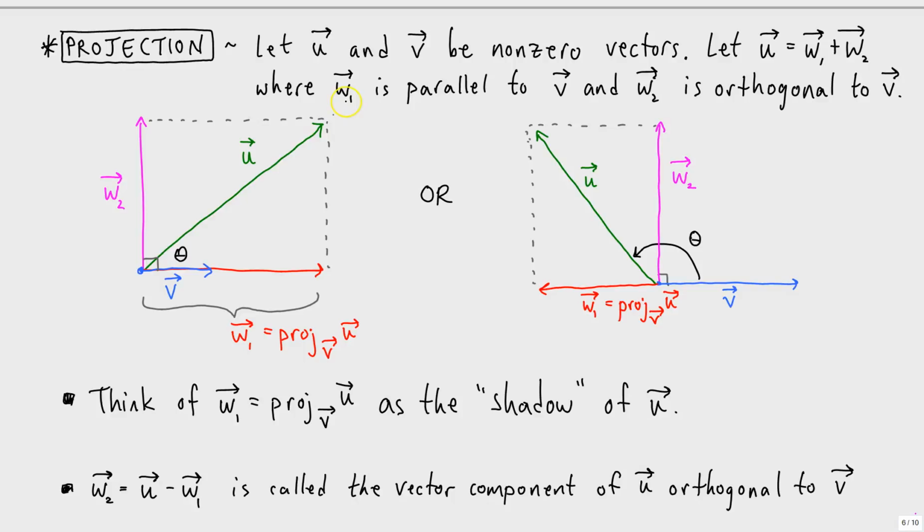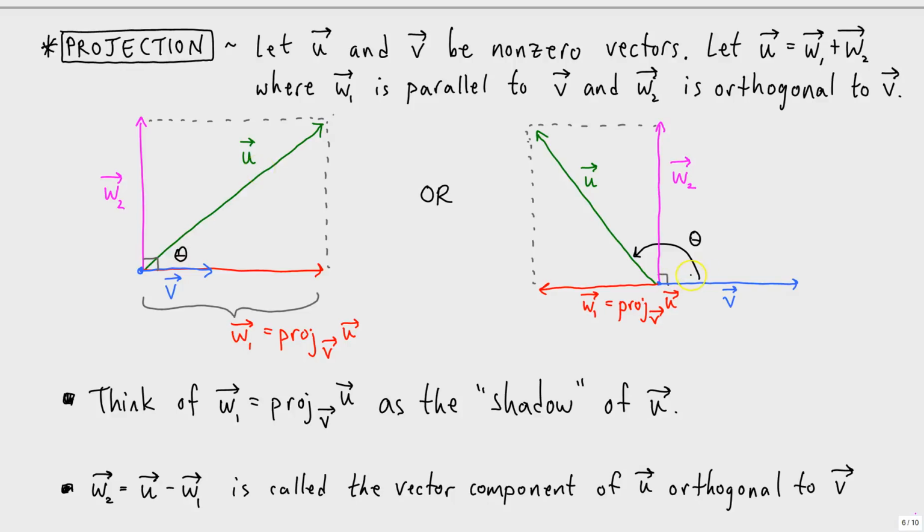Well, we're going to have W1 be parallel to another vector we're going to call v, and W2 be orthogonal to this other vector we're calling v. So u and v are actually the important vectors here. W1 and W2 are the two vectors that add up to vector u. So theta is going to be the angle between vector v and vector u.